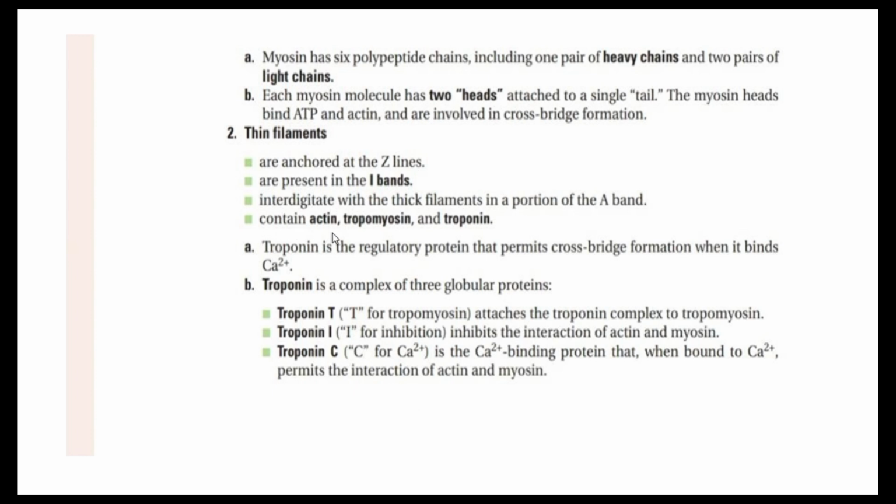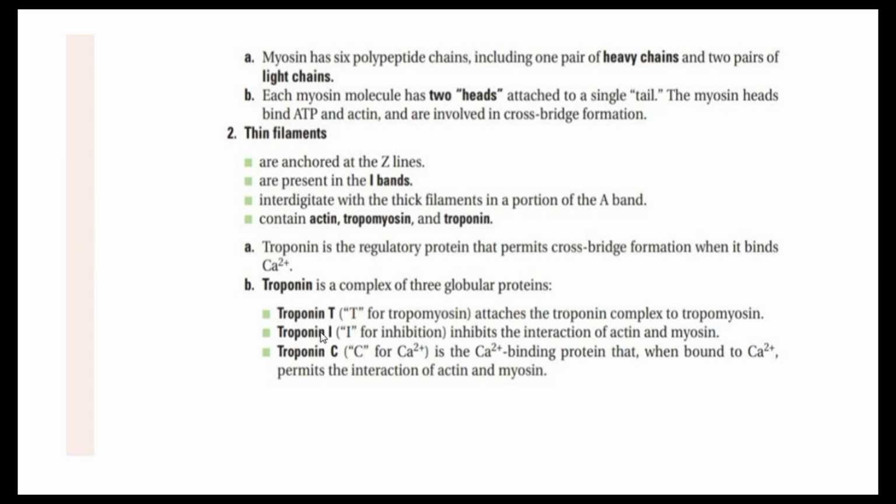So the thin filaments contain three types of proteins: actin, tropomyosin, and troponin. Troponin is the regulatory protein that permits cross-bridge formation when it binds calcium. So actually troponin is a complex of three globular proteins. We have troponin T, troponin I, and troponin C.